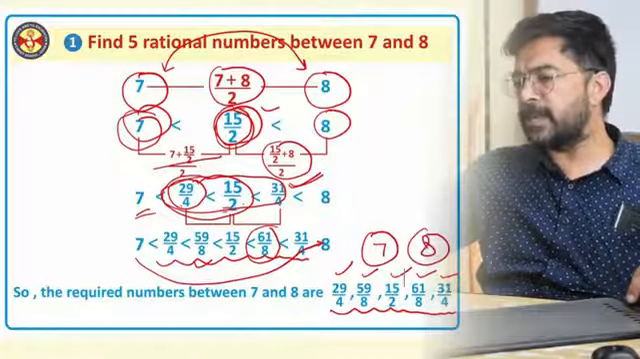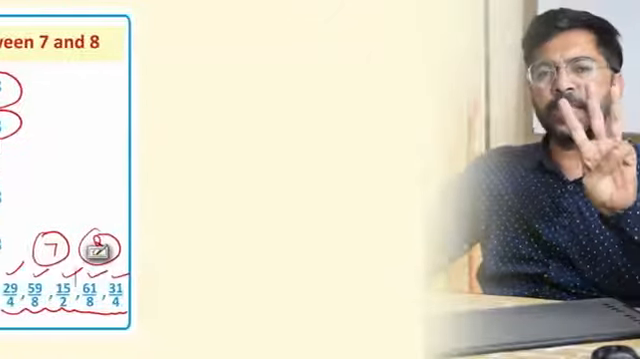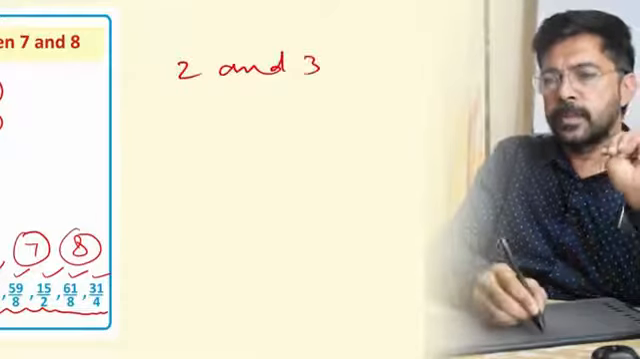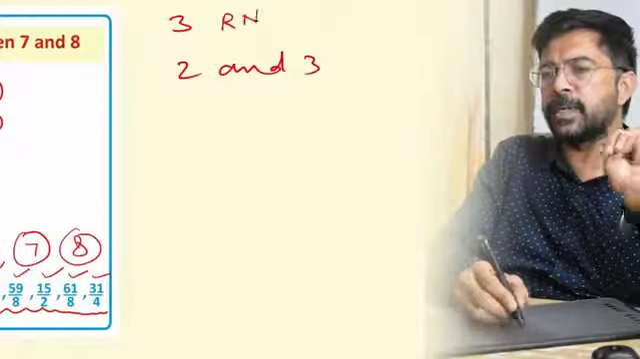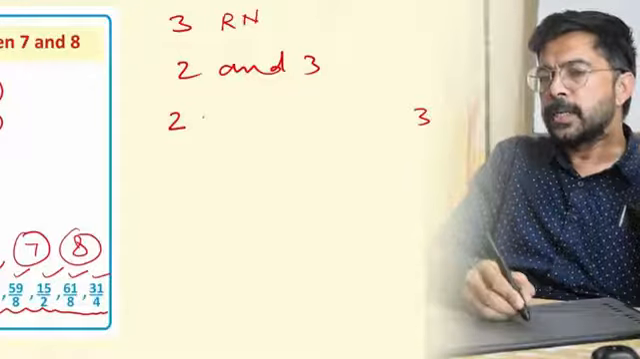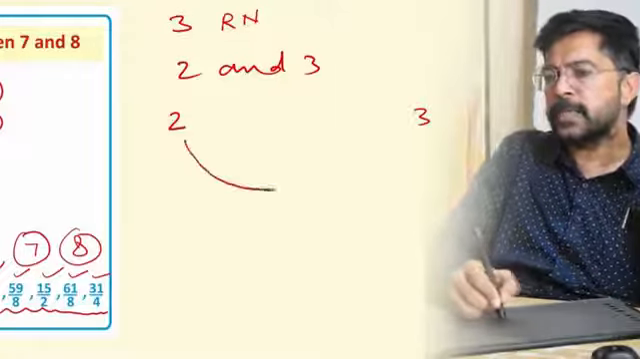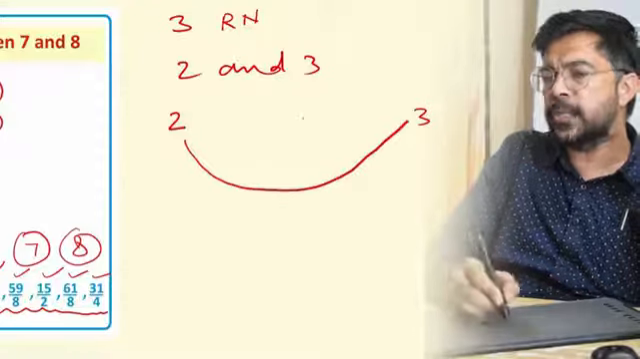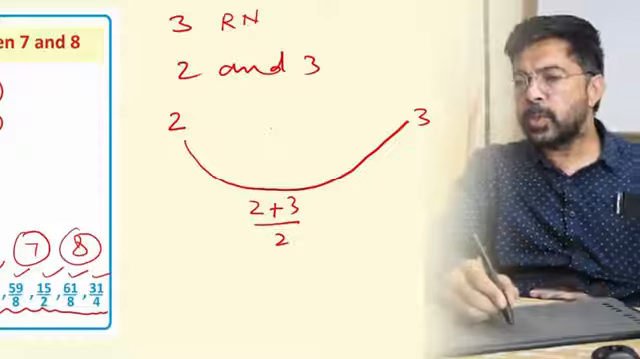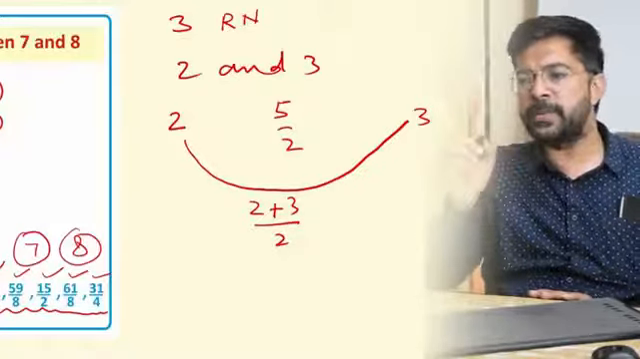Let us take one more example. Let us try to find three rational numbers between 2 and 3. The question is find three rational numbers between 2 and 3. So let us write 2 and 3. Now to find a number between 2 and 3, we have already discussed. So how can we find the number? You add these two numbers, 2 plus 3, and divide the sum by 2. So you will get 5 by 2. So we have one number 5 upon 2 which is in between 2 and 3.